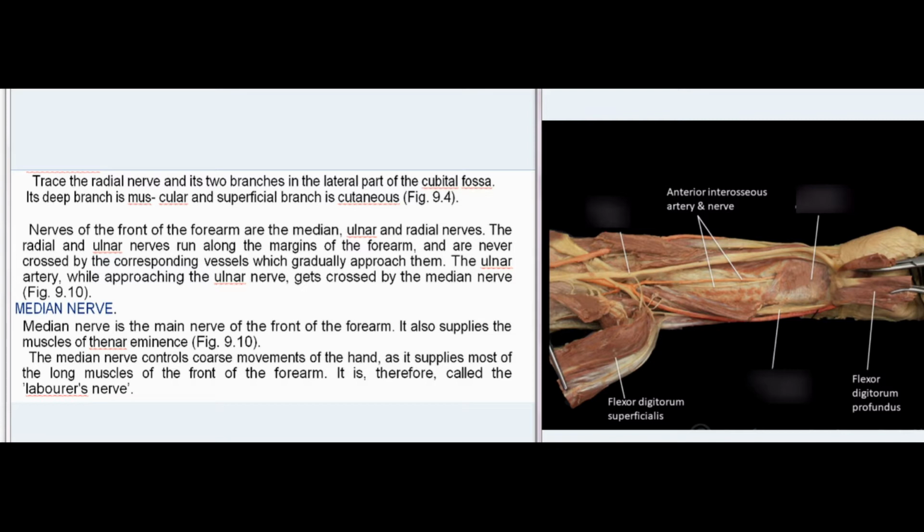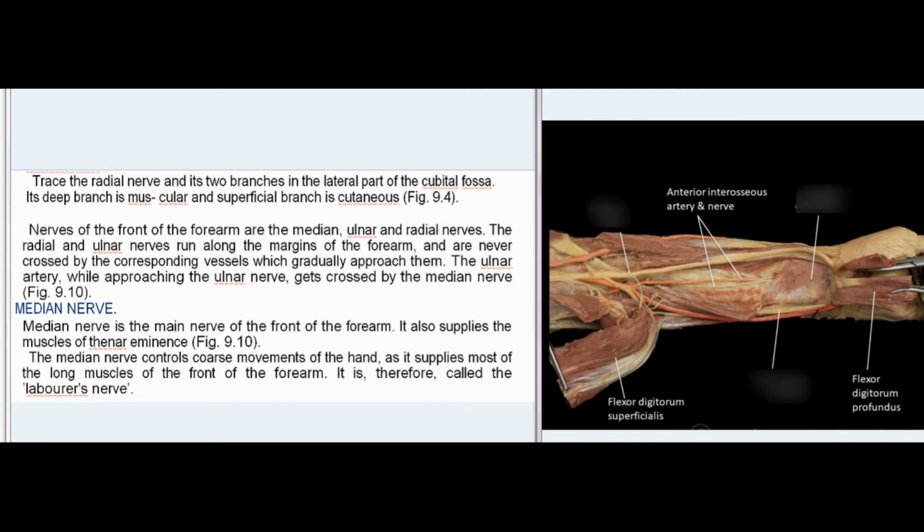Nerves of the front of the forearm are the median, ulnar, and radial nerves. The radial and ulnar nerves run along the margins of the forearm, and are never crossed by the corresponding vessels which gradually approach them. The ulnar artery, while approaching the ulnar nerve, gets crossed by the median nerve, Fig 9.10.